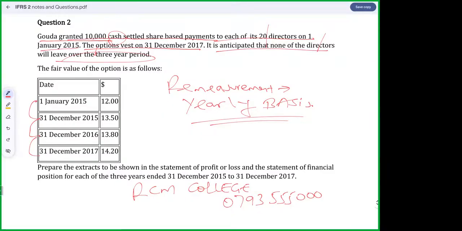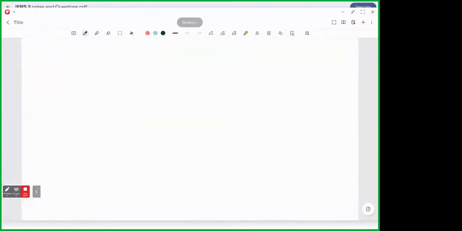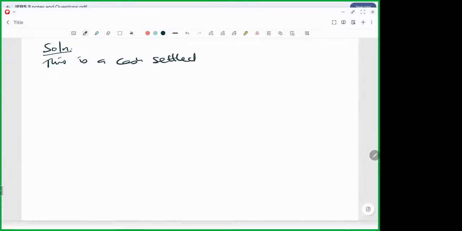So in 5 minutes, how will I solve this kind of a question? To solve this kind of a question, my friends, this is what I shall do. Number 1, what am I doing here? I have to start this way. The solution: this is a cash settled share-based payment.